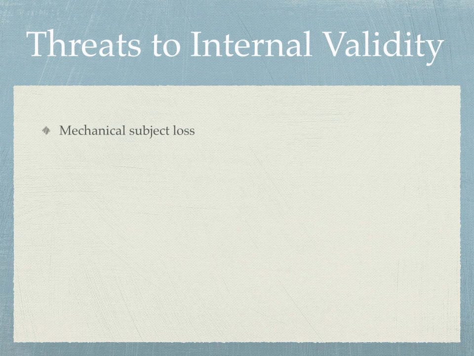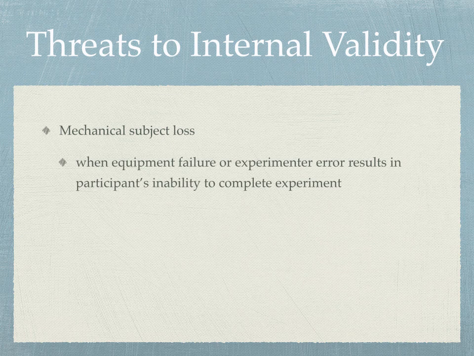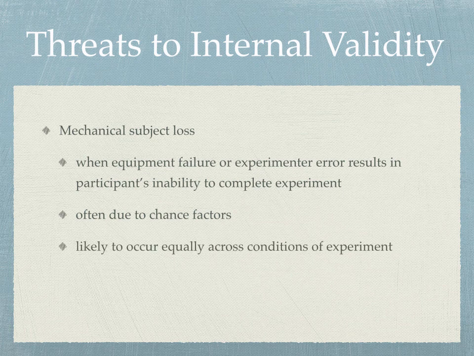Mechanical subject loss is what I was talking about with the computers. This is when some equipment failure or experimenter error creates a situation where we can't get the data. For whatever reason, the computer won't work, the power's not working, an experimenter's late, the experimenter codes it wrong, any number of things. These are often due to chance factors. These aren't something that are going to vary with our independent variable or our dependent variable. Because of this, they typically occur pretty equally across conditions of the experiment.